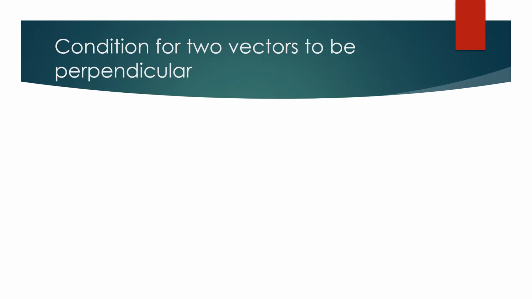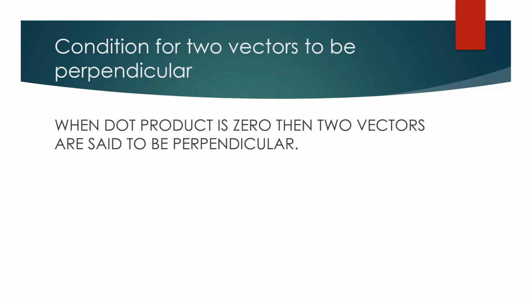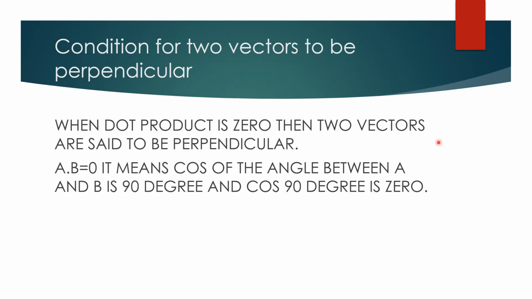Going to the next slide. Now two vectors are perpendicular. What is the condition? When the dot product is 0, then two vectors are said to be perpendicular. Just now we saw A B cos theta. If theta is 90 degrees, then cos 90 is 0, and therefore A dot B becomes 0. It means the angle between A and B is 90 degrees and cos 90 is 0, and then we can say that that is a condition for two vectors to be perpendicular to each other.